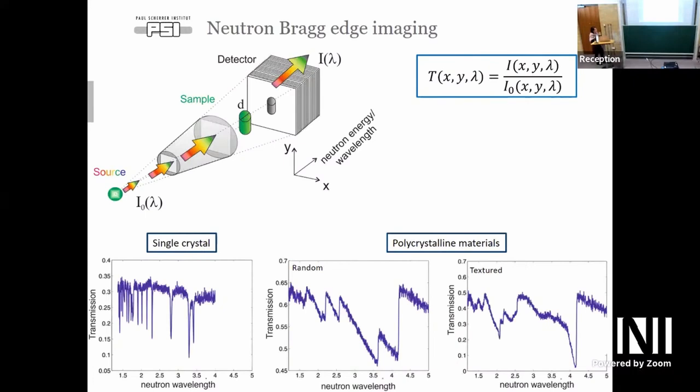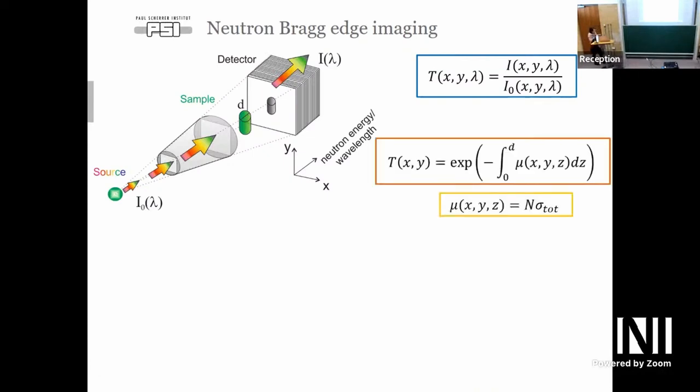If we do that, we can see that the different crystal structure or the different microstructure of our material displays completely different patterns. If we have a single crystal, we have these peaks or these drops. If we have a polycrystalline material with a completely random distribution, we have these Bragg edges. And if we have a textured material, the edges are completely different now. So clearly, there is a link between the microstructure and the transmission. And the link is inside the attenuation coefficient or the total cross section, depending on the way that you're writing it, but it is the same here.